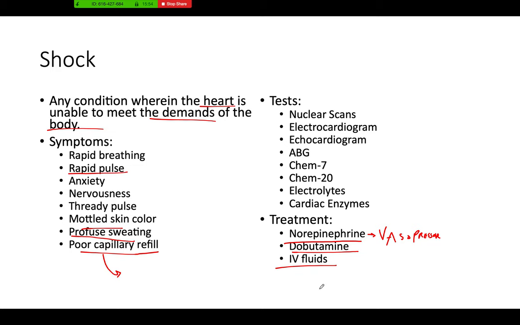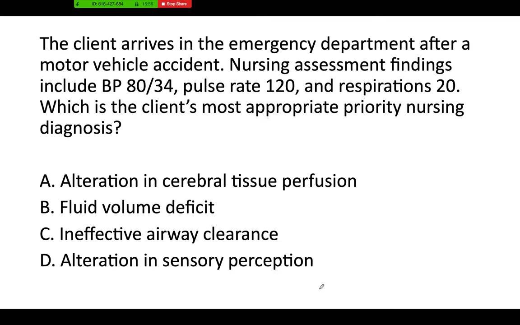Okay, so here we have a client who arrives in the emergency department after a motor vehicle accident. Nursing assessment findings include blood pressure of 80 over 34, pulse rate of 120, respirations of 20. What is the client's most appropriate priority nursing diagnosis?